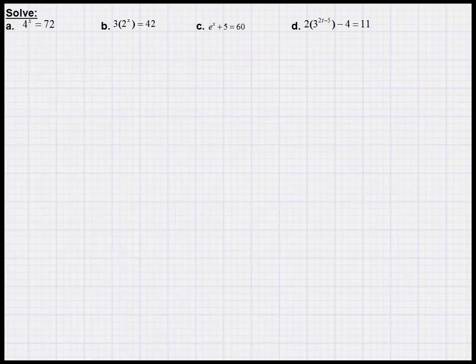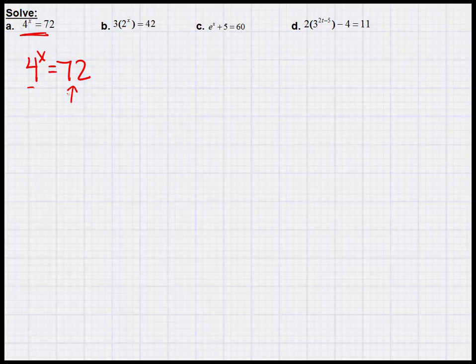Alright, so here's a couple more exponential equations. So first one, 4 to the x equals 72. So look at this, 4 to the x equals 72. The question is, first, is my exponential isolated? Yes, it's by itself. Second, can I use the one-to-one property? Can I write 72 as 4 to a power?